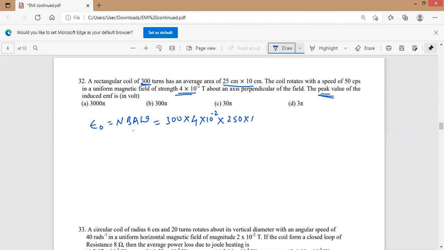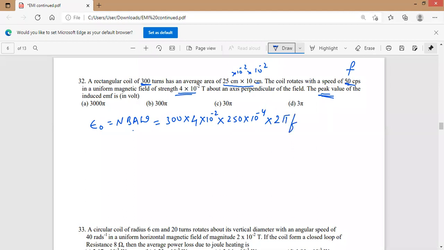Centimeter square, it's 10 to the power of minus 2 centimeter into 10 power minus 2 centimeter. 25 into 10 is 250, minus 2 into minus 2, minus 4, meter square, into omega. The coil rotates with a speed of how much? 50 cycles per second. It's a frequency. They have given f or nu. So here take omega is equal to 2 pi f.